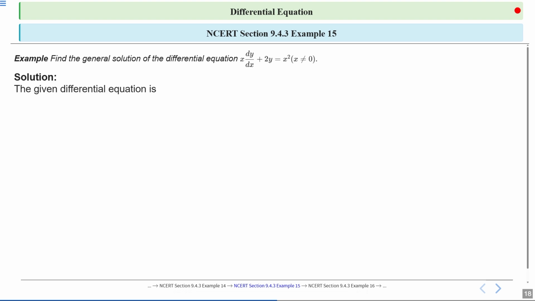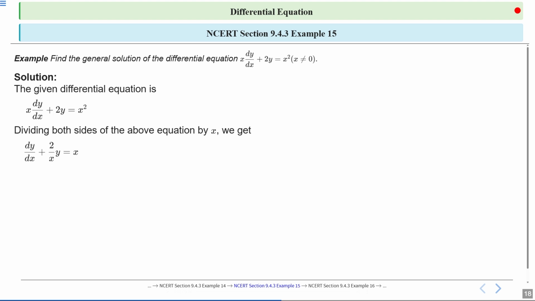So the given differential equation is x dy by dx plus 2y is equal to x square. Dividing both sides of the above equation by x, we get dy by dx plus 2 by x y is equal to x.